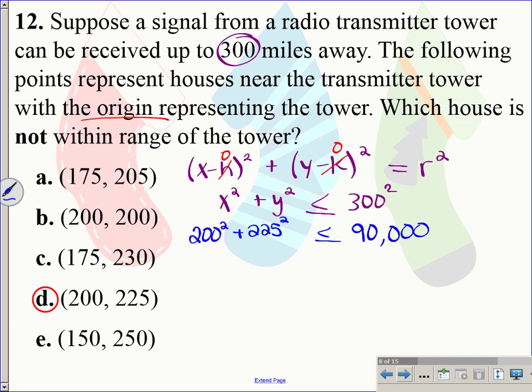And when I put that in my calculator, I get 90,625, which is clearly not less than or equal to 90,000. So that puts option D out of the range. All of the other options will be within the range. Okay.